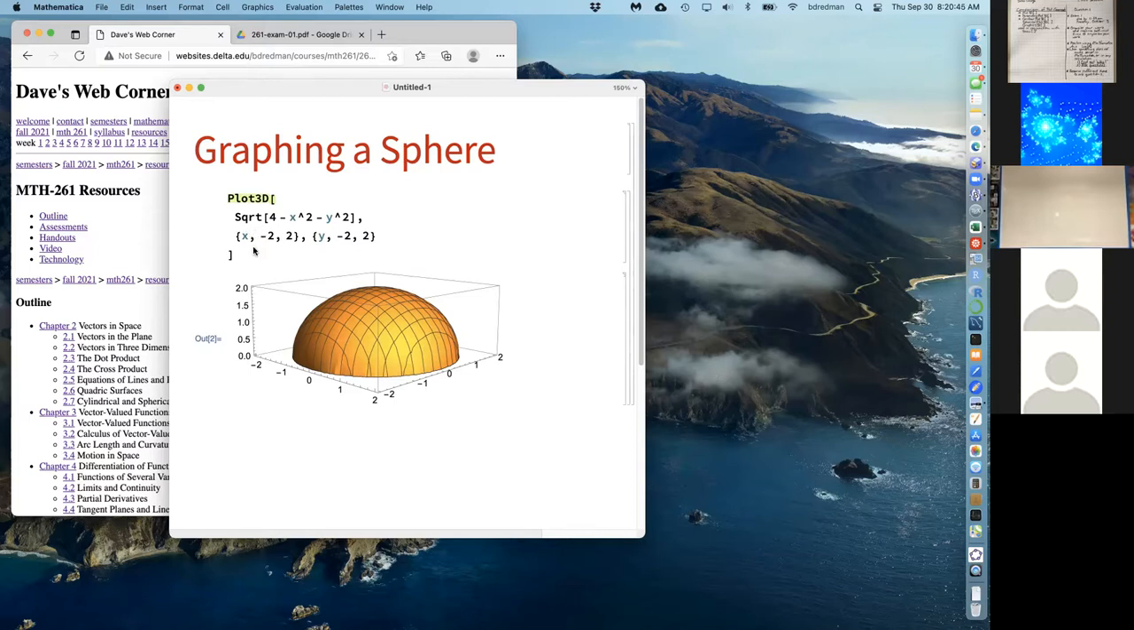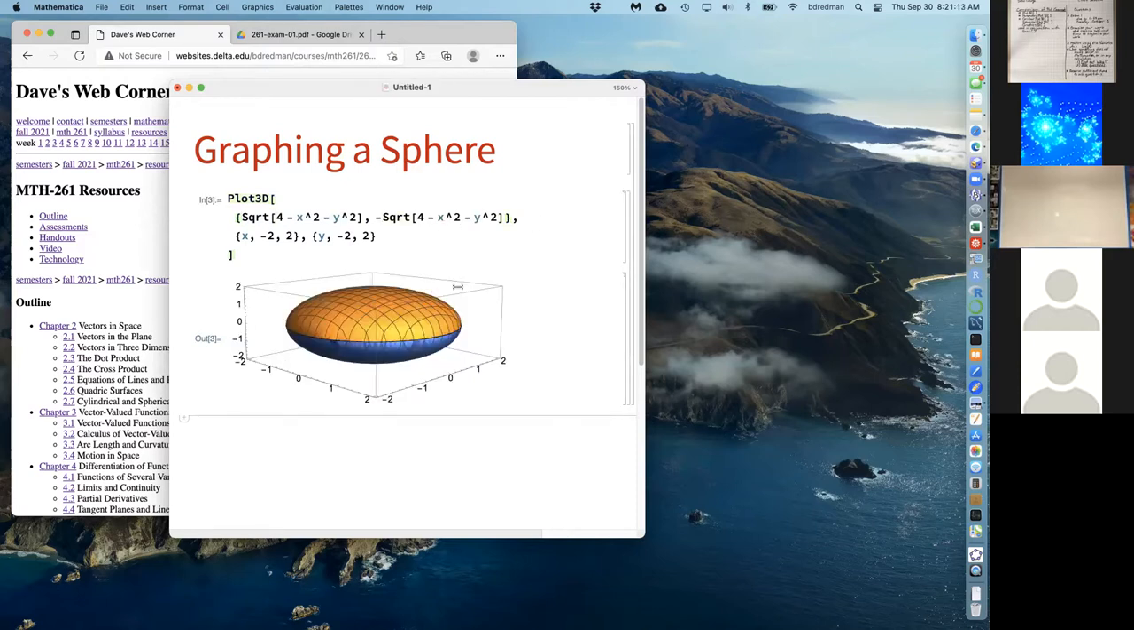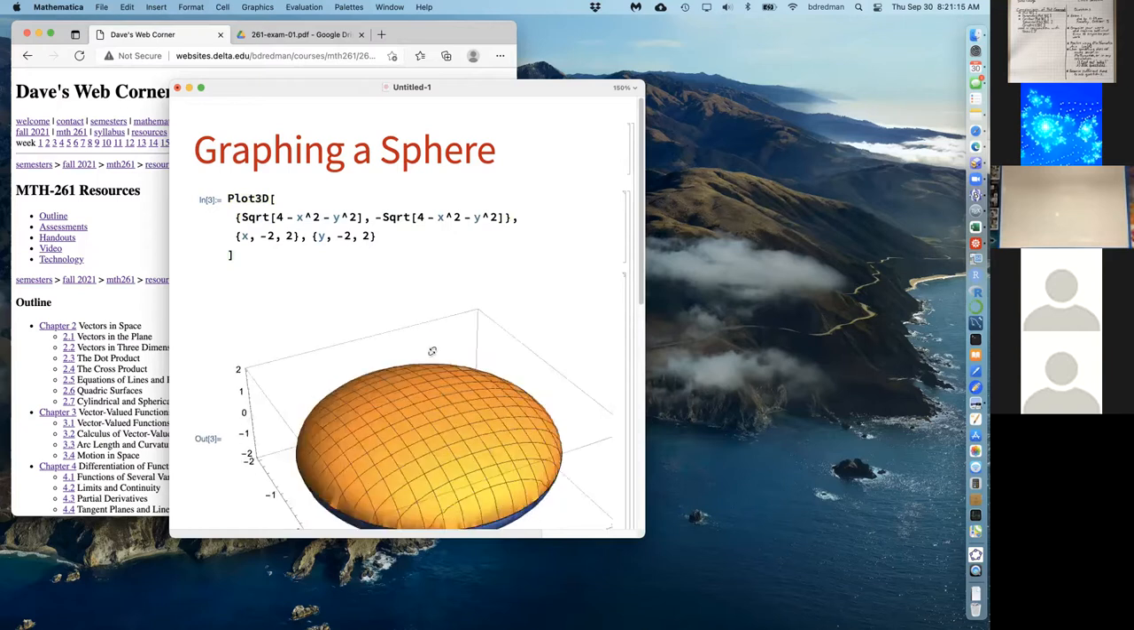So what I want to do, remember, list is the fundamental object in Mathematica. So I want to give Mathematica a list of things to plot. So inside the plot command, I put in these curly braces. And because I'm extraordinarily lazy, I copy and paste. And I'll put a minus sign in front of that square root. And now I've given Mathematica a list of two things to plot. And lo and behold, I have a sphere.